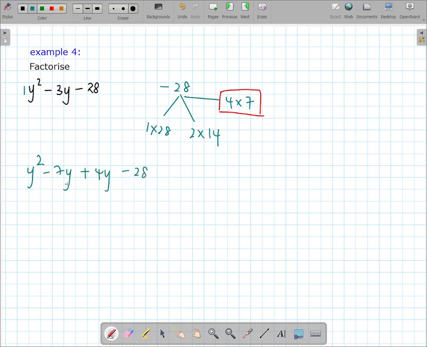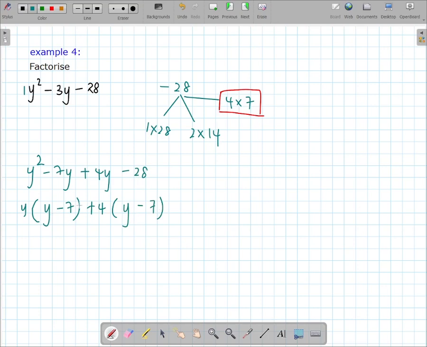Then take the first two terms and take the common things out. y is common. Then y squared divided by y, y remains, minus 7y divided by y, minus 7 remains. Then plus 4y minus 28. 4 times 1, 4 times 7, then 4 is common. The first sign is plus, so I take plus 4 out. Then plus 4y divided by plus 4, y remains. Then minus 28 divided by plus 4, that is minus 7.